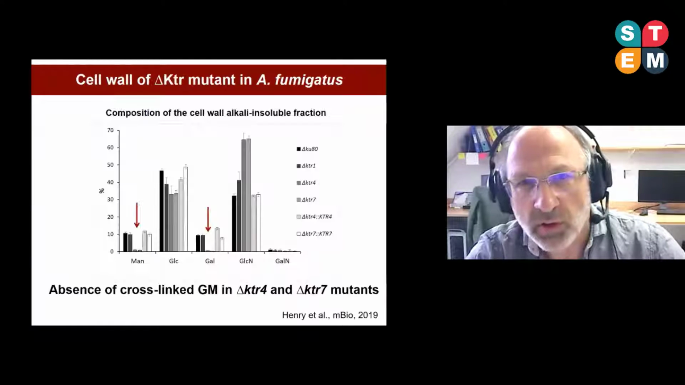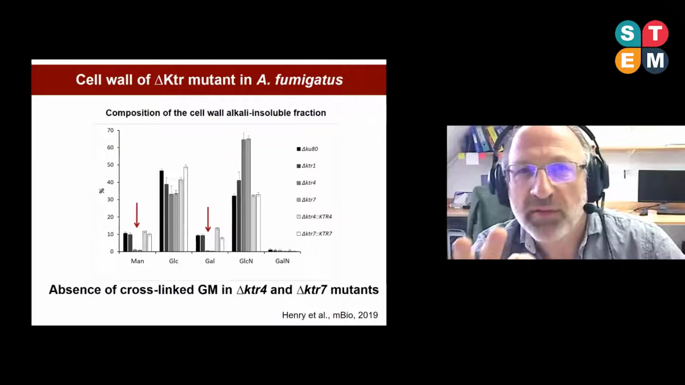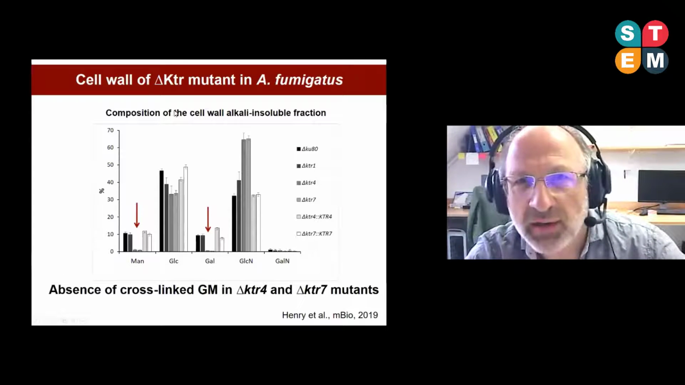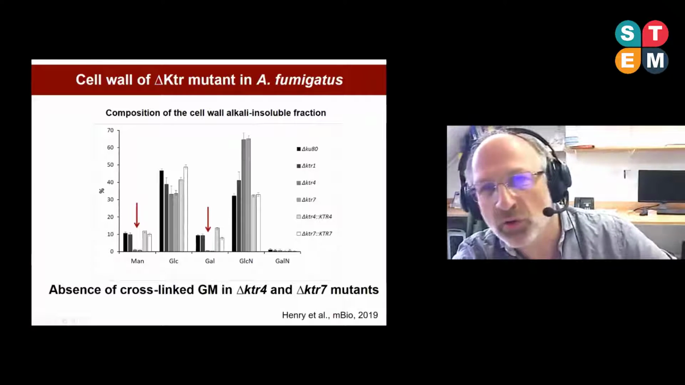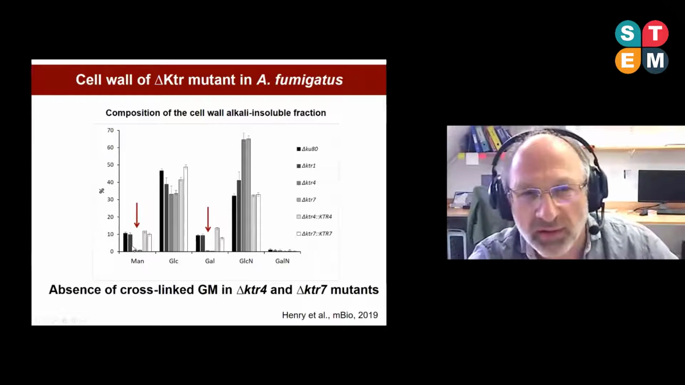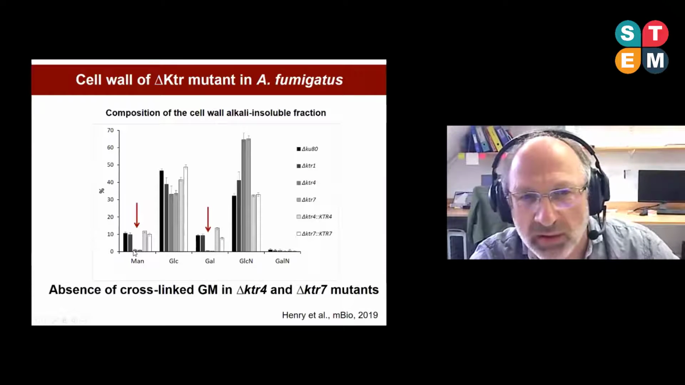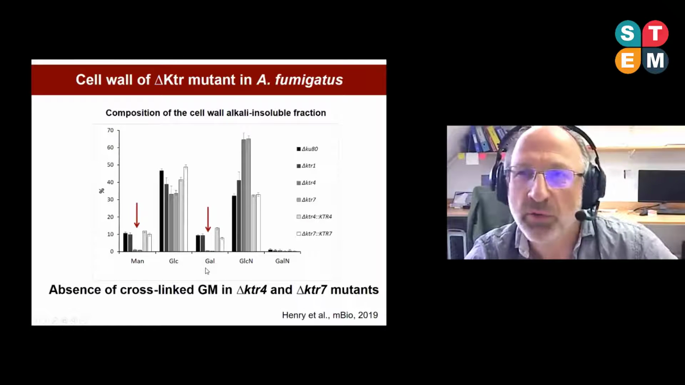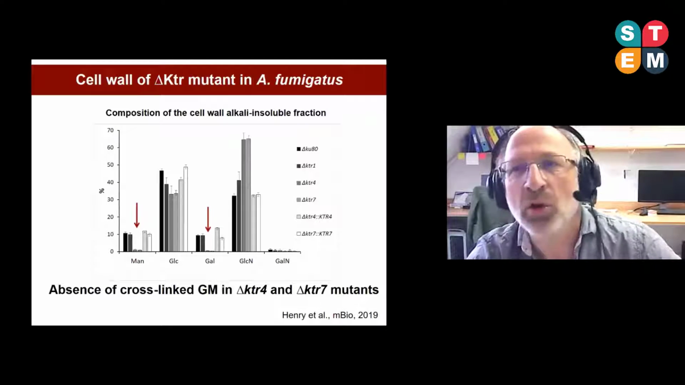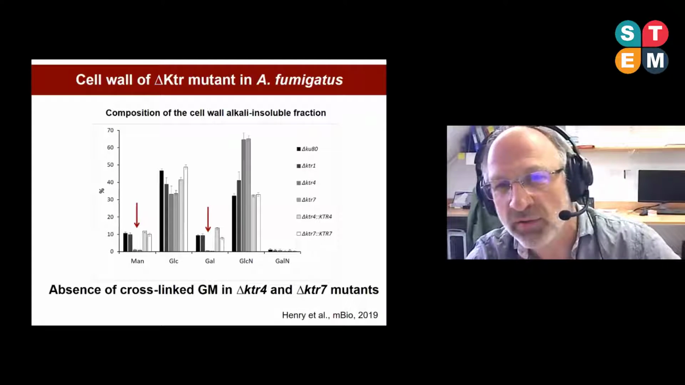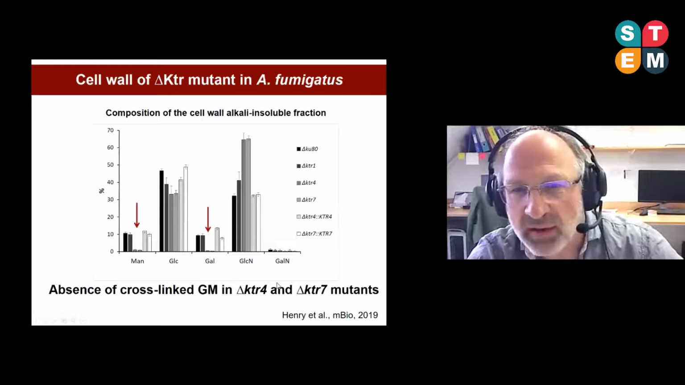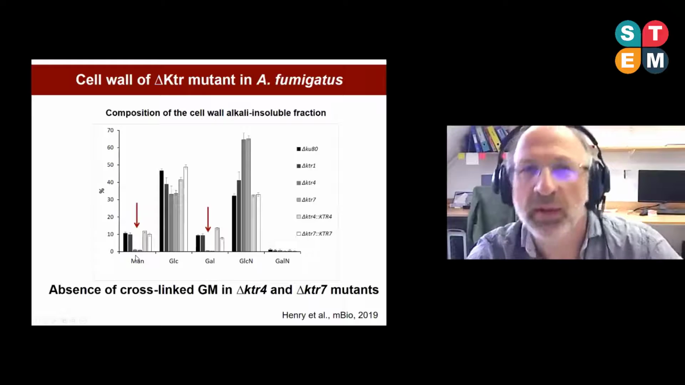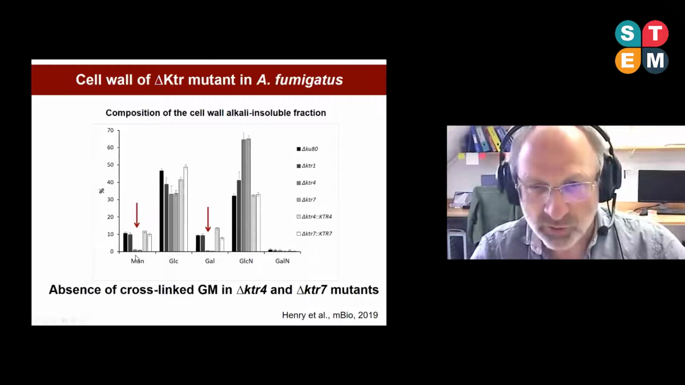At the cell wall level, we looked at the composition, and here it's the analysis of the alkali-insoluble fraction of the cell wall, there is a strong decrease of mannose and galactose in this fraction. And this mannose and galactose correspond to the galactomannan cross-linked to the beta-1,3 glucan in the cell wall, showing that Cre4 and Cre7 are essential for the synthesis of the galactomannan in Aspergillus fumigatus.